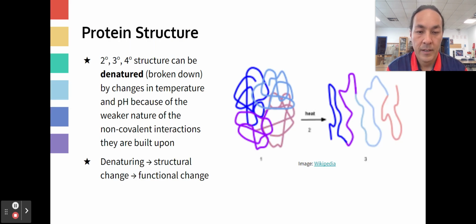All right. These structures can be denatured or broken down by changes in temperature and pH. These bonds are held together, and so if you change the temperature, you may affect the bonds. If you make it too hot, it will denature the protein. It's like frying an egg. If you change the pH, you change the interactions between some of the acidic and basic R groups. And so this would also change the protein.